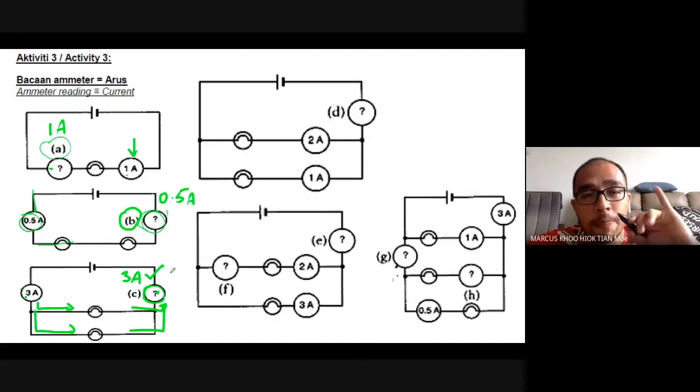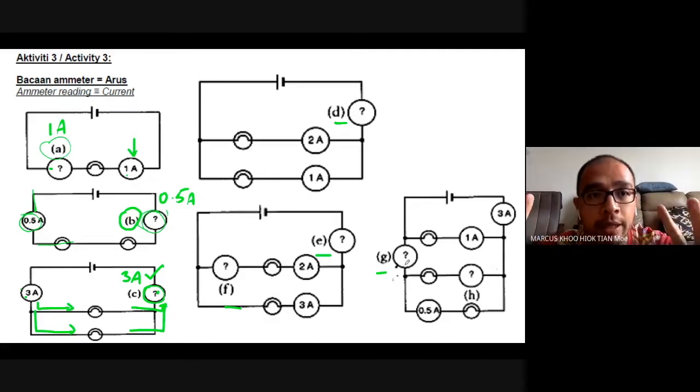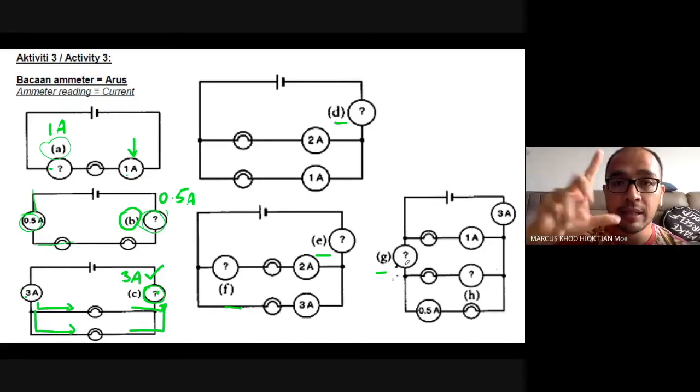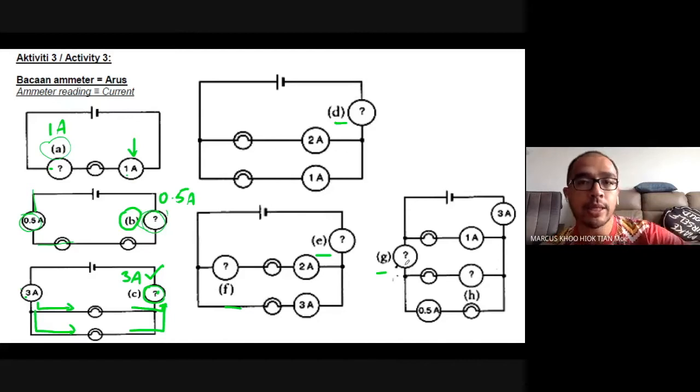Okay, now I want you to take a few minutes, take a look at D, E, F, and G, and tell me what is the value of the ammeter reading. Think about what you have learned. Remember, series circuit, same. Parallel circuit is divided. I give you 2 minutes. Take a look at these pictures. Tell me what is the value of D, E, F, and G. And then I will call your name to give the answer. Thank you.